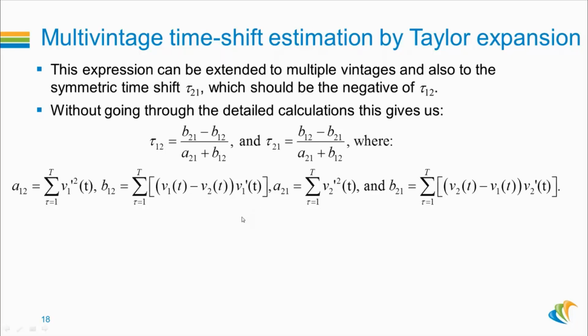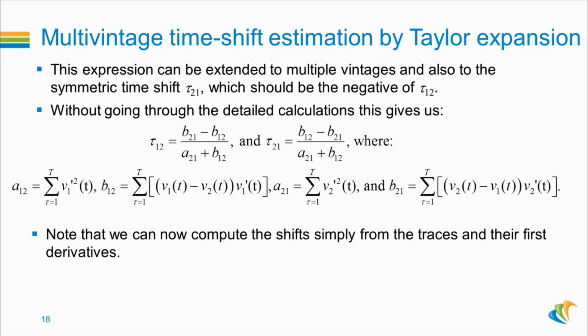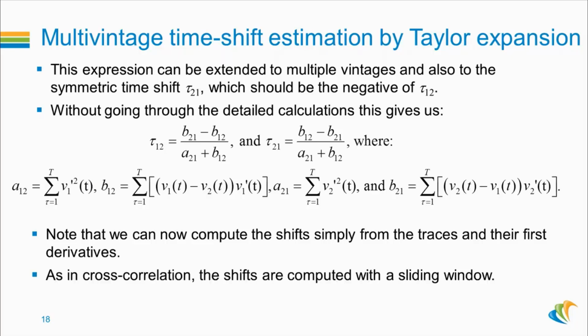So notice the cross-correlation procedure is now replaced with a differentiation procedure. So it's much more robust. So now we note that we can compute the shifts simply from the traces and their first derivatives. So again, as in cross-correlation, the shifts are computed with a sliding window.